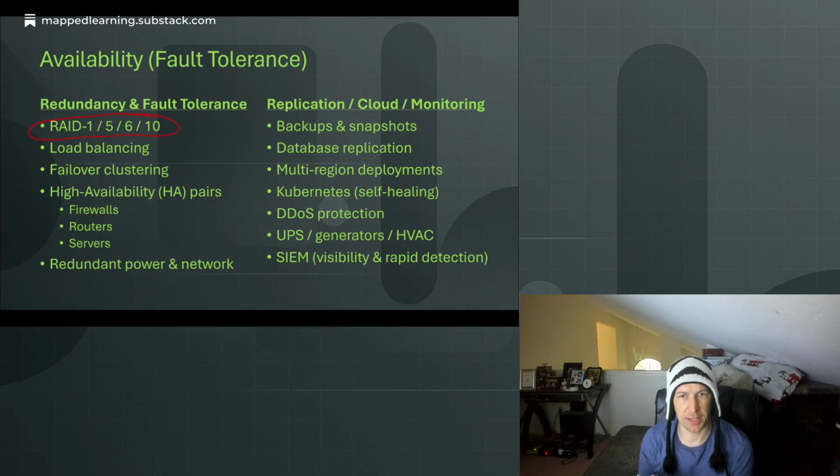Kubernetes, that is a very long word for a specific technology, but it is basically a self-healing virtual server, and I will cover that later.